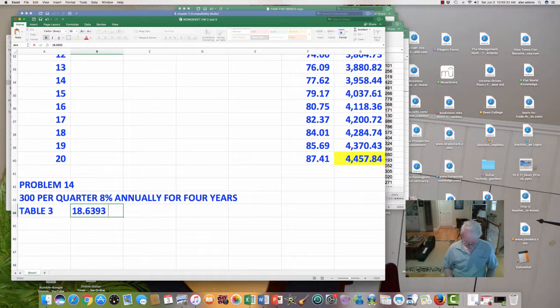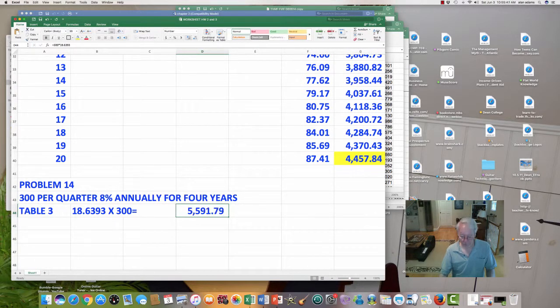Times the amount of the periodic payment, and that for this woman is $300. Math it out. 300 times 18.6393 is going to give us 5591.79. Okay, that's our first answer.